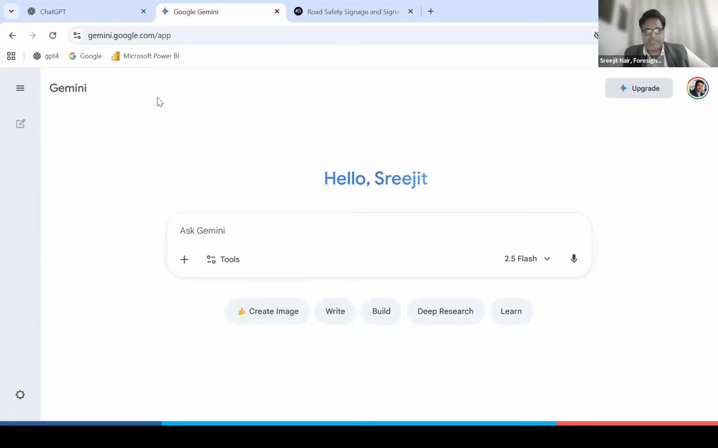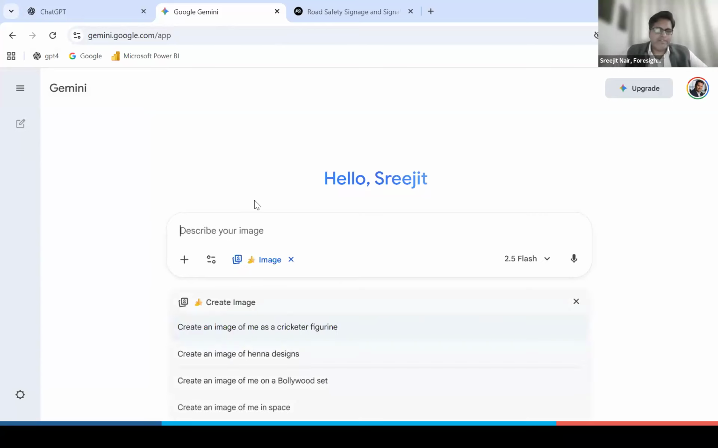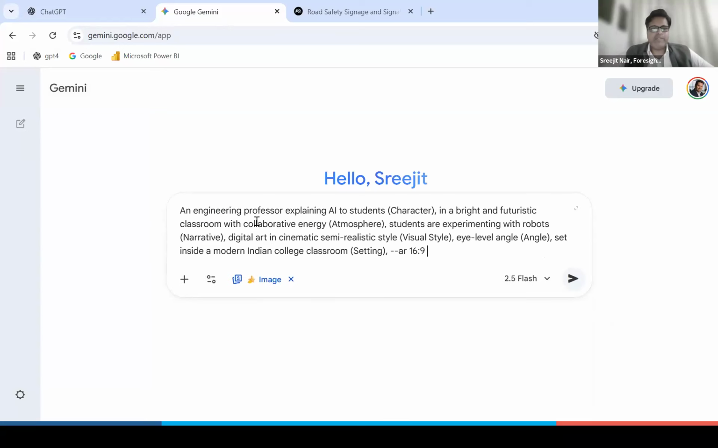And while you use Gemini, whenever you are accessing your Gmail on Chrome, you're automatically logged in on your laptop or PC. You can just go to gemini.google.com or just search Google Gemini AI. It will take you to this particular window. Here you can just say create an image and then paste a particular prompt or type a particular prompt.